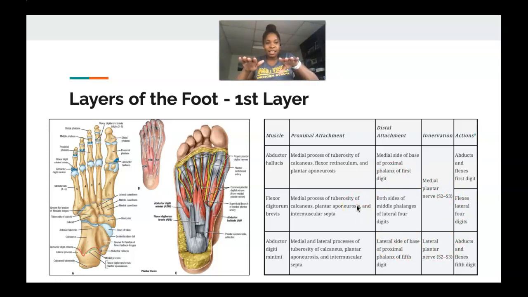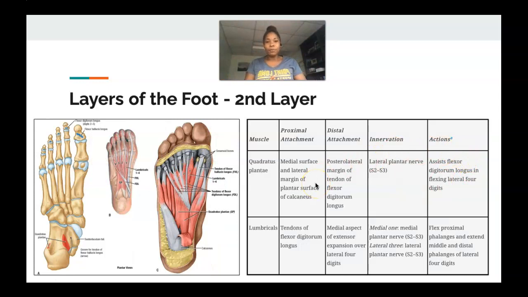But ultimately, you can see that the role of the first layer of the foot is to allow that foot to kind of abduct, right? And to flex. So in some instances, we could say, okay, we've got toe abduction and we've got flexion of the digit. So stability, foot stability, right? Foot stability, massive foot stability.